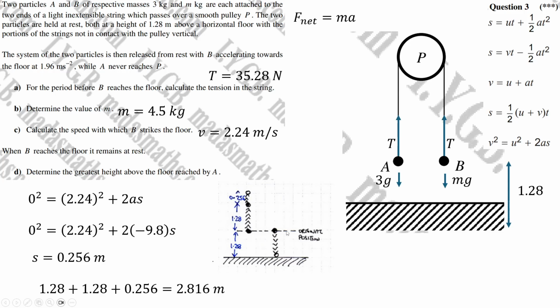The diagram is actually pretty good, but say this is the original position of A and B, and as B reaches the ground, A goes up that same distance, and then it's like tugged up a little bit as B hits the ground. Okay, so it goes up 1.28, then 1.28, then 0.256.